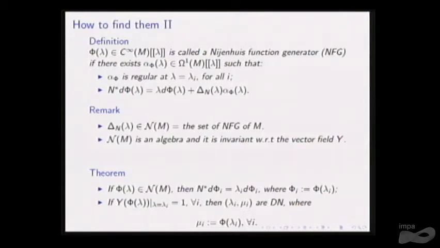If this is equal to 1 for each I, then the pairs of functions here, lambda I, mu I, are Darboux-Nijenhuis coordinates, where the mu I are given just by taking phi, evaluating phi at lambda I for each I. Of course, before we had the problem of using the Darboux theorem, which in general is not completely trivial, here we have the problem of finding this function that fulfills this property.